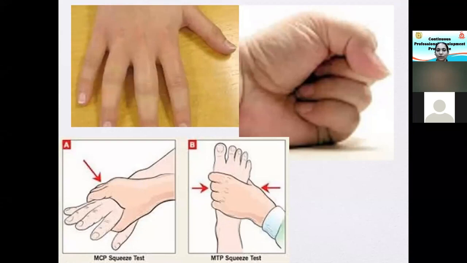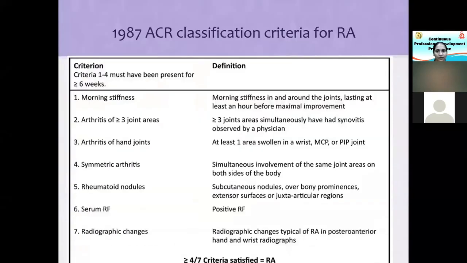The same can be used for metatarsophalangeal joints as well as a screening method to detect early inflammatory arthritis. Now, I have stressed and told you the importance of identifying these patients early and referring them early for disease modifying drugs and for proper treatment and follow up.